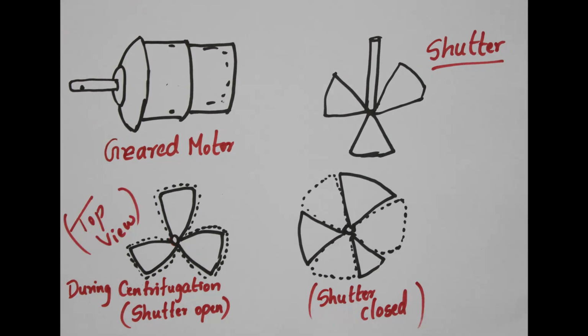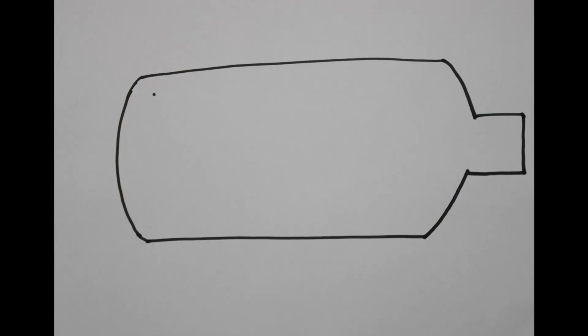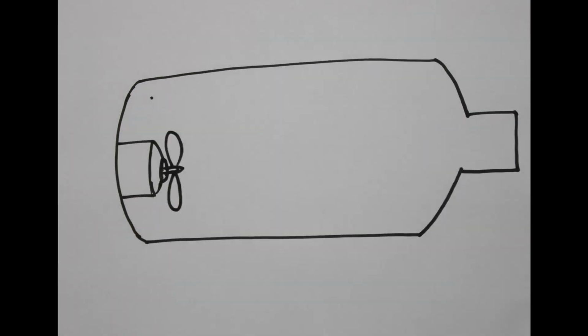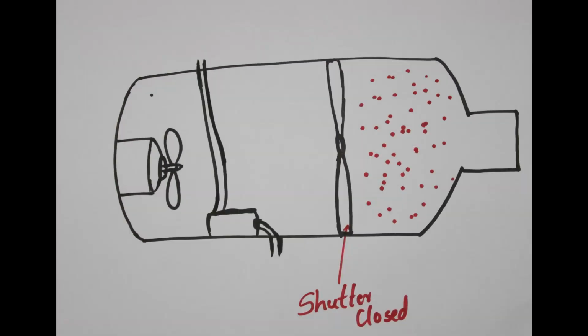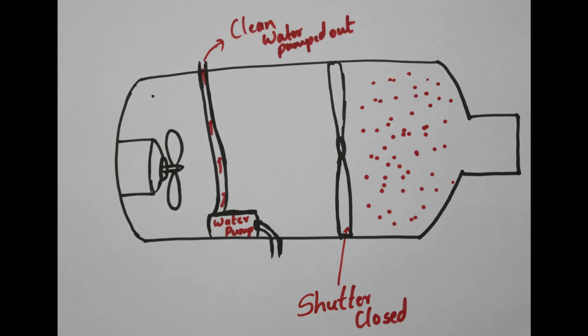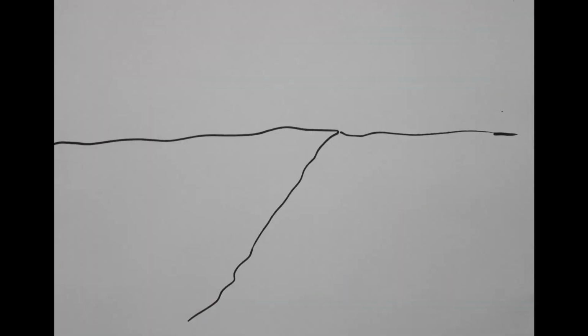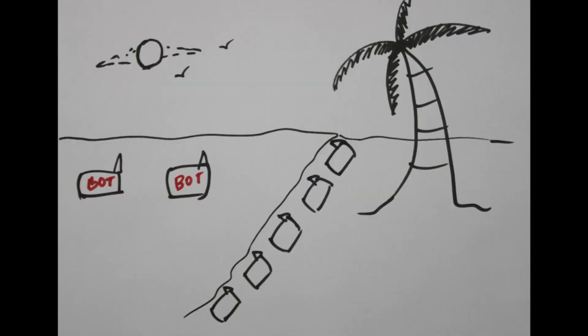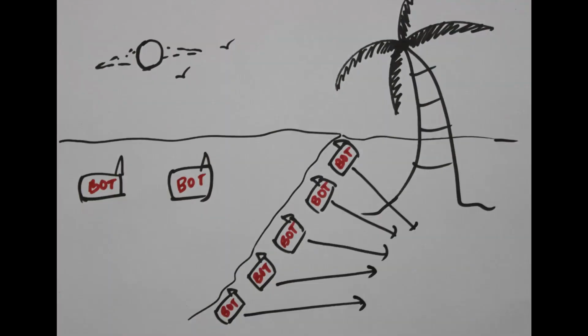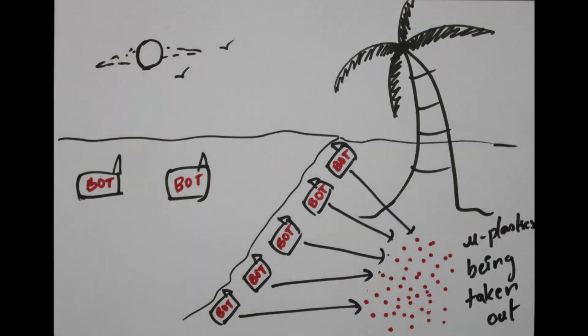After this, a shutter closes, trapping the microplastic on one side. The clean water is pumped out and water containing microplastic is let in again. The shutter is opened and the process repeats, collecting more and more microplastic after each cycle. After a number of cycles, the bot is taken out of the water, the collected microplastic is removed and the bot is sent back to the water again.